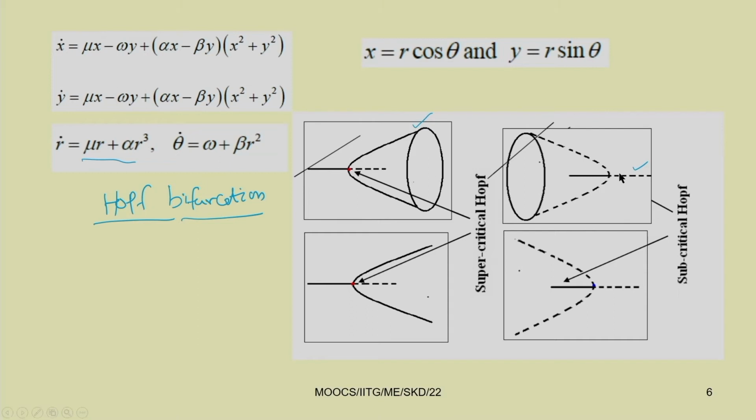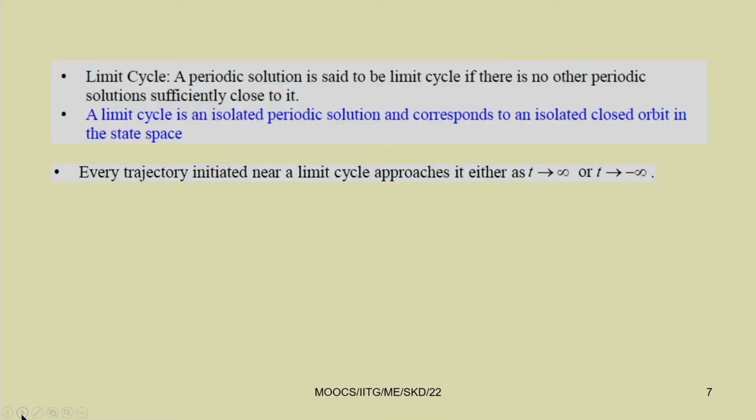So, in case of supercritical, it is a continuous bifurcation, but in case of subcritical bifurcation, it is a discontinuous bifurcation, because after the bifurcation the system is not stable. There is a chance that the response may jump up to infinity or it may jump to some other type of response. For example, it may lead to a chaotic response also.